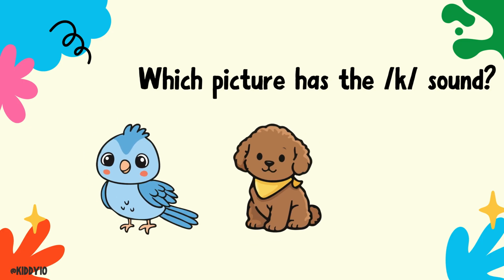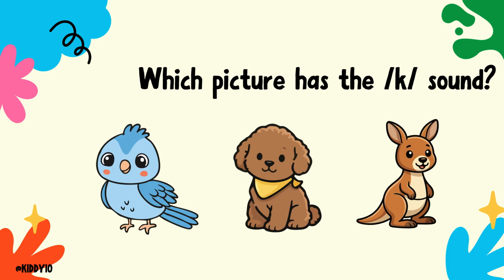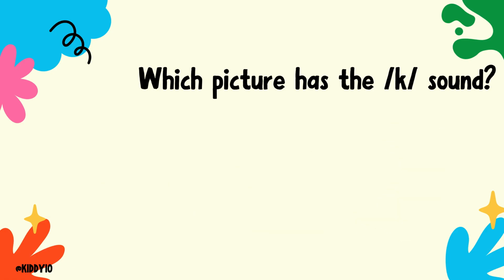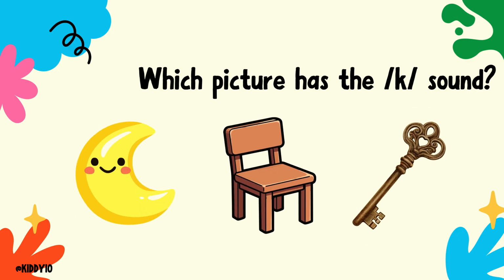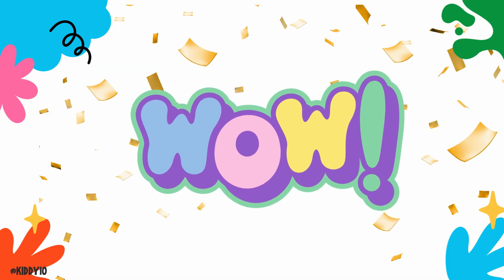Which picture has the K sound? Bird, dog, kangaroo. Yes, you're right. Kangaroo. Which picture has the K sound? Moon, chair, key. Key! Great job! Wow, that's amazing!